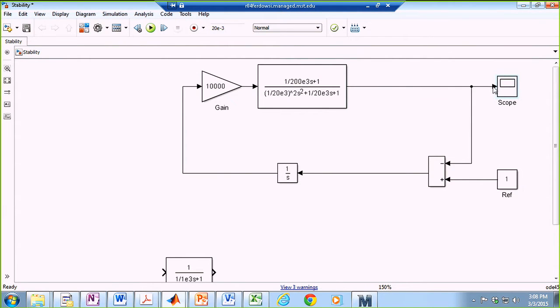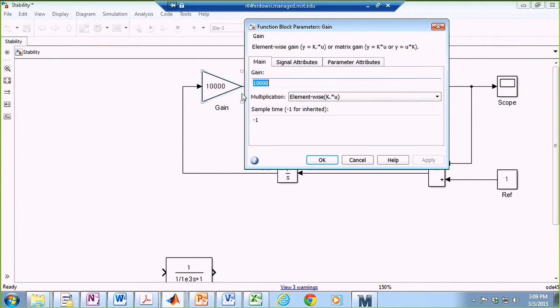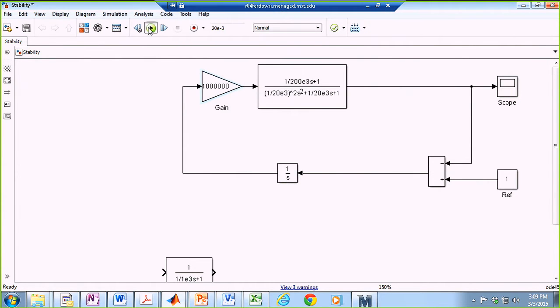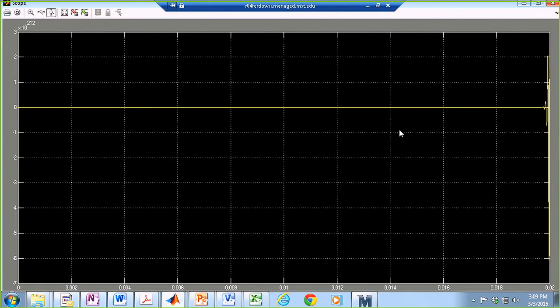But now you can see it behaves more like a second order system. We have an overshoot. It's not overdamped anymore. And let's say, okay, let's go to 1 million. And now you see your system is all over the place, therefore it is unstable. So let's see if we can predict this instability at a gain of 10 to the power of 6 using our Bode plots.